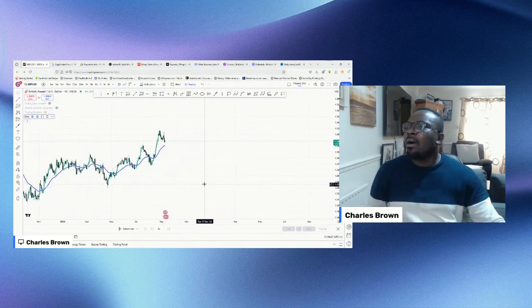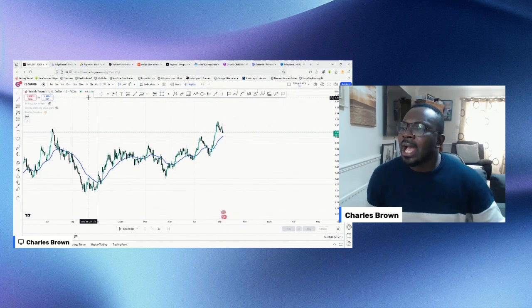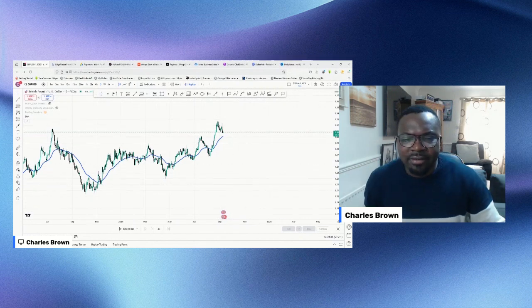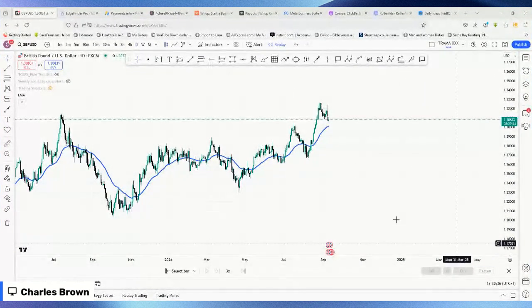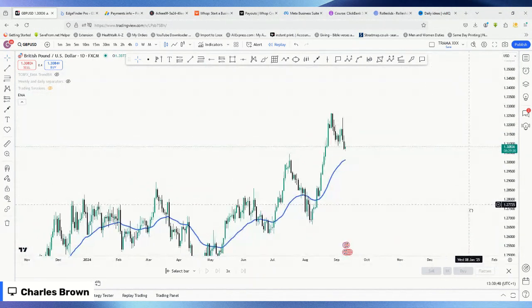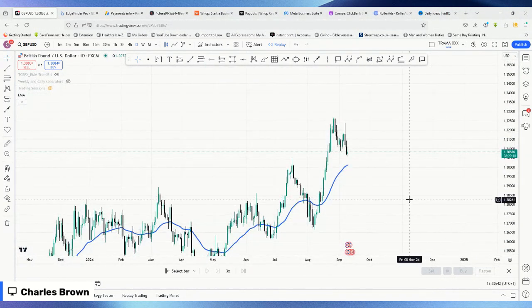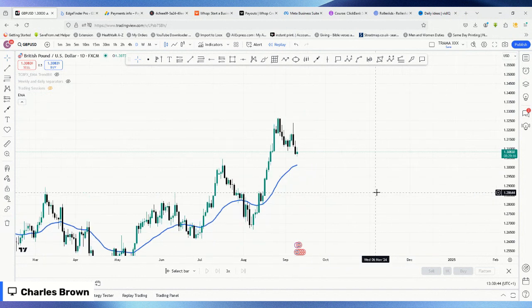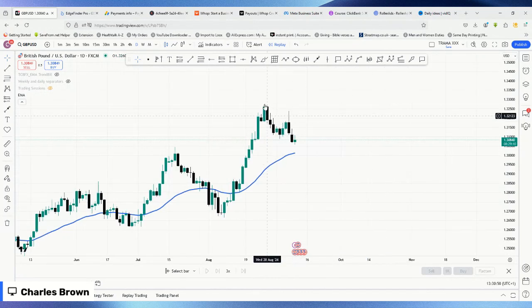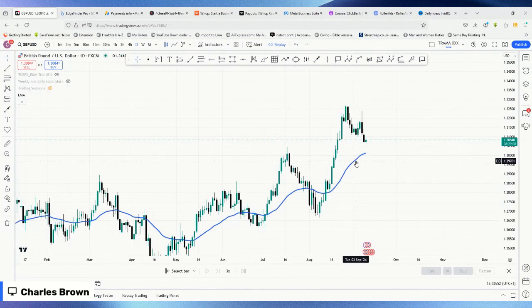So right now on the daily, we are bullish. The market is bullish, as you can see with the moving average right there. The moving average is telling us that the market is bullish. We're looking up. We should be looking for more buys in the market. Although the market may be pulling back, this is a retracement. As you can see, the current market right now is retracing, but the market is overall bullish.